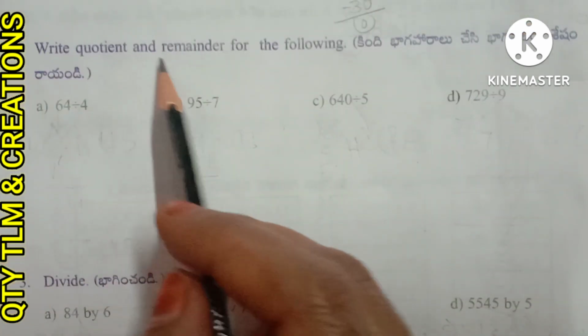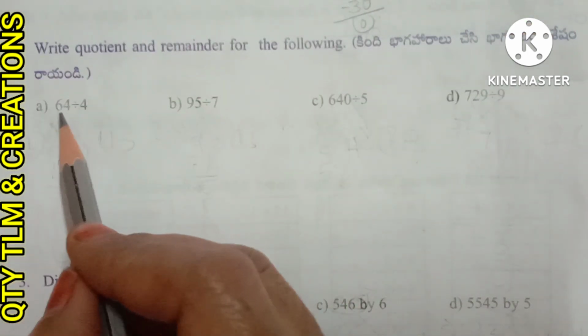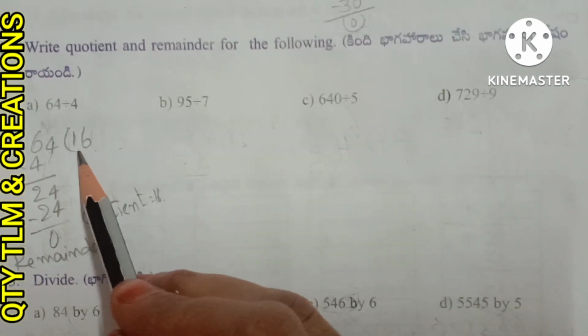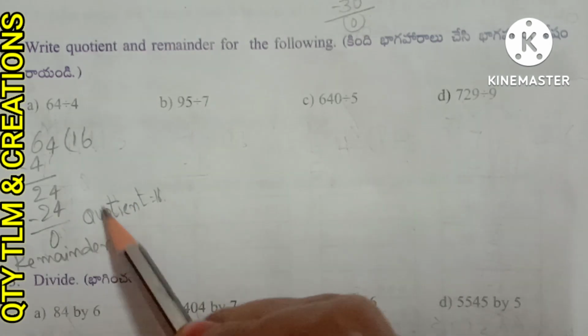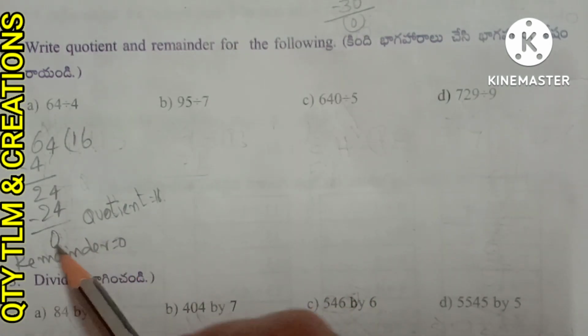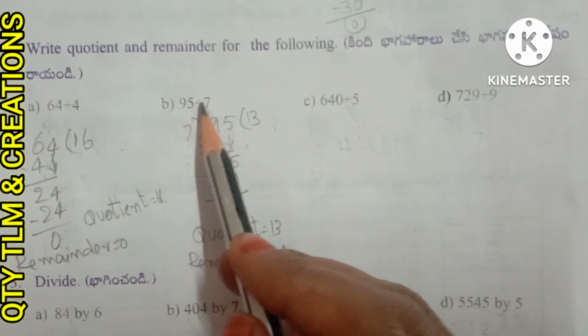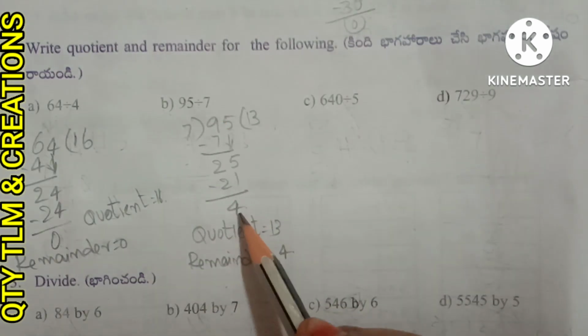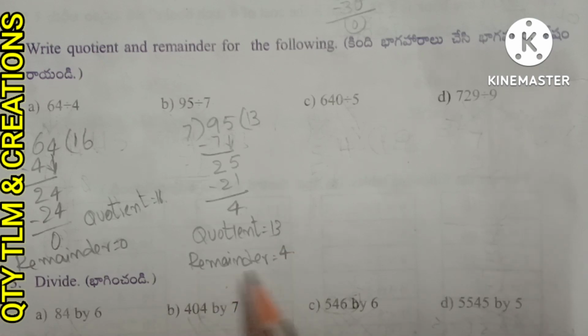Next one, write the quotient and remainder for the following. A. 64 divided by 4. Here 4 divides 64 for 16 times. So here the quotient is 16, remainder is 0. Next B, 95 divided by 7. 7 divides 95 for 13 times and the remainder is 4. So the quotient is 13, remainder is 4.